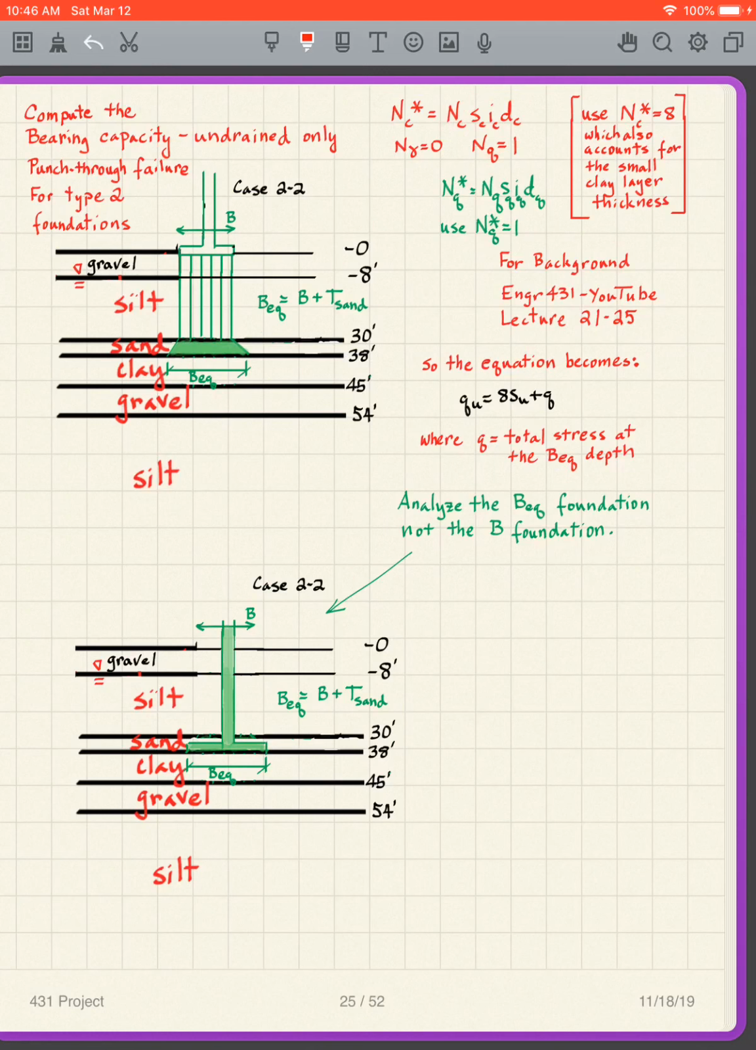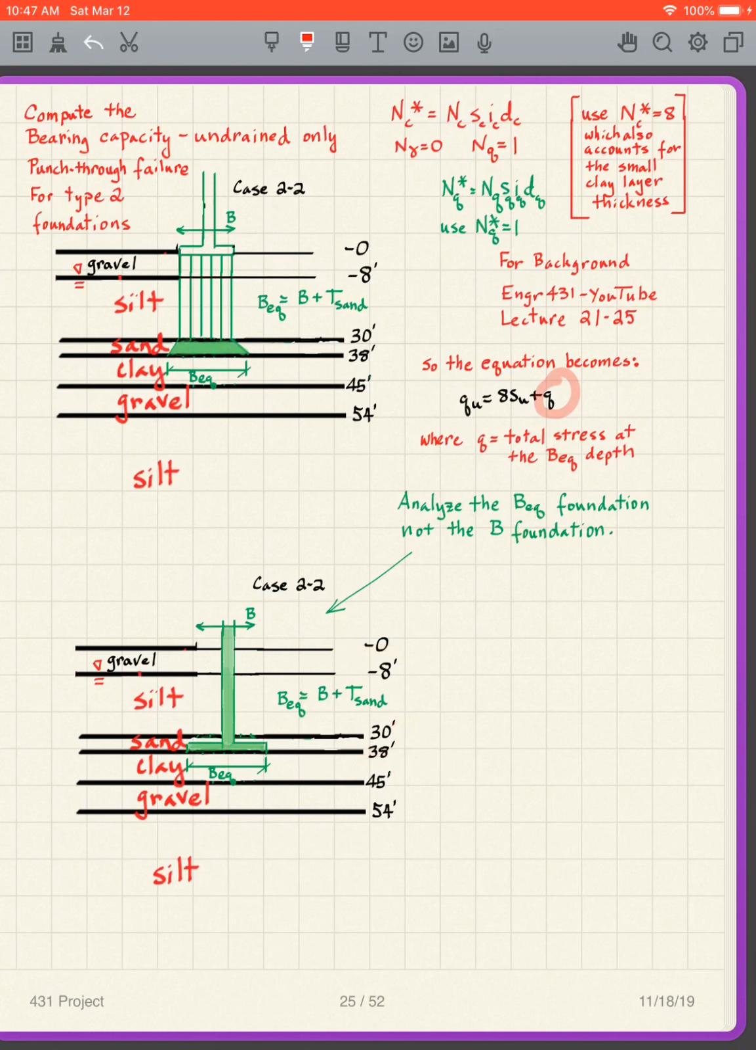So the equation that we're going to use to evaluate the bearing capacity is that QU is equal to 8 SU plus Q, where Q is equal to the total stress of the soil at the B equivalent depth. So in other words, Q is the total stress here. So we're going to use this soil in this region to compute the Q.